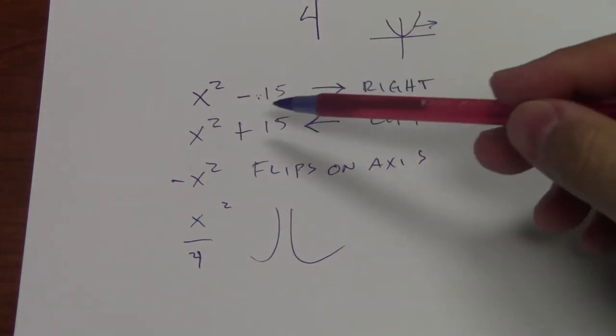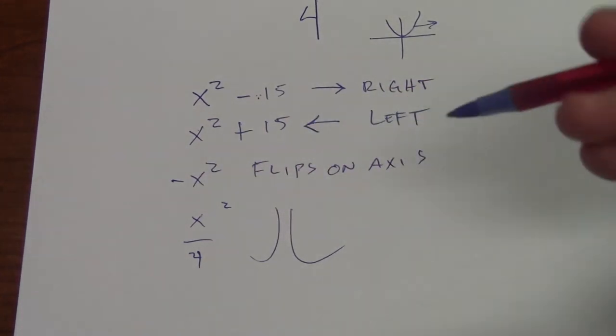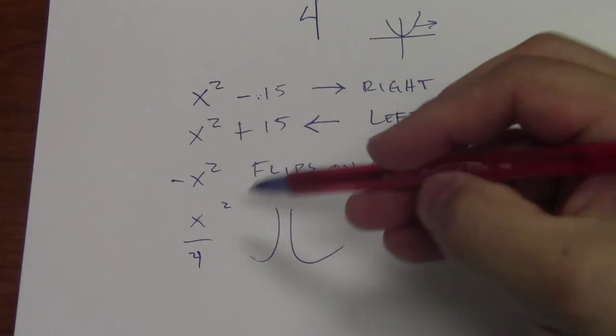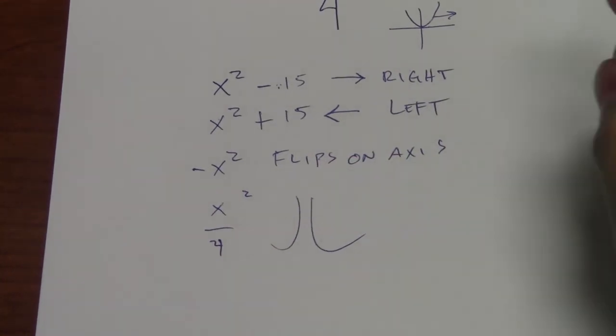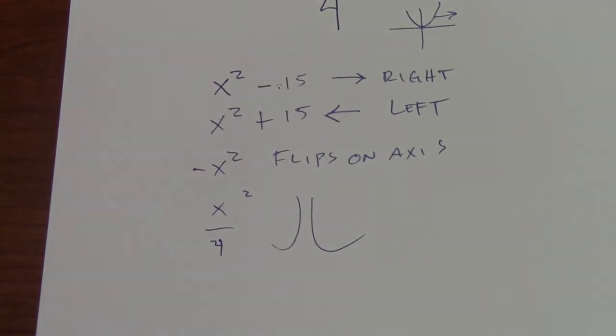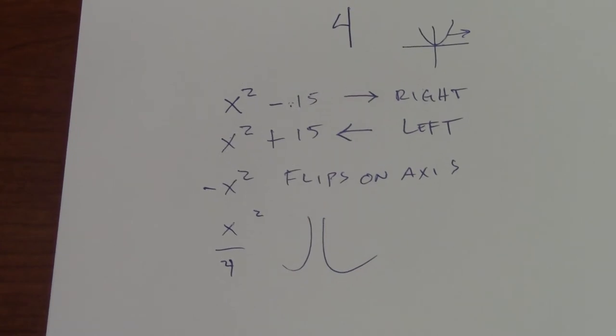Negative, you move to the right. Positive, you move to the left. If it's a negative x squared, it flips. And if you have a fraction, it'll go the opposite directions. All right. I think you guys already know that kind of stuff though.